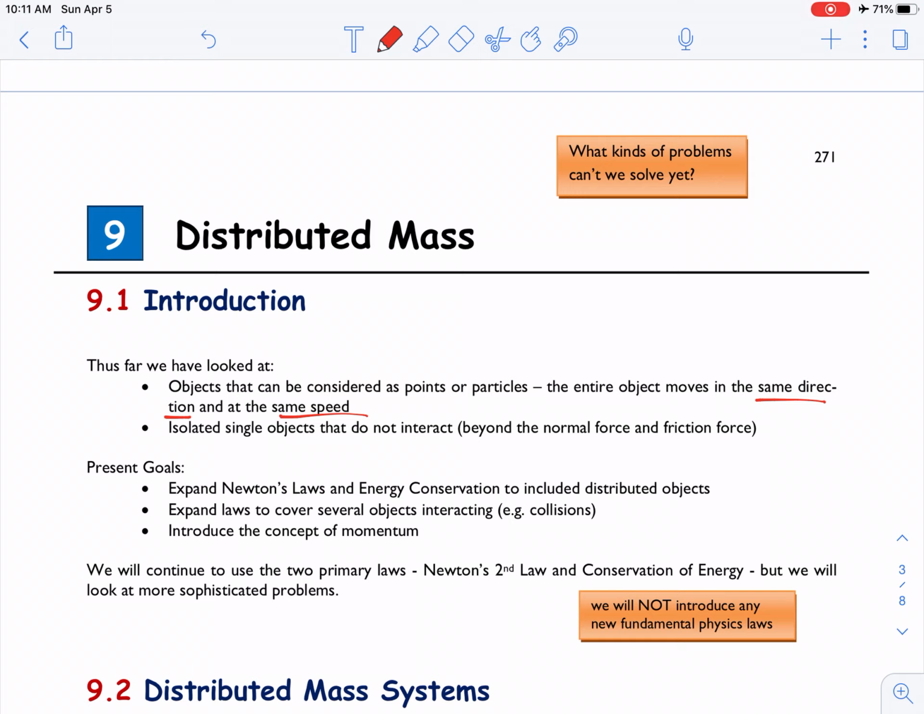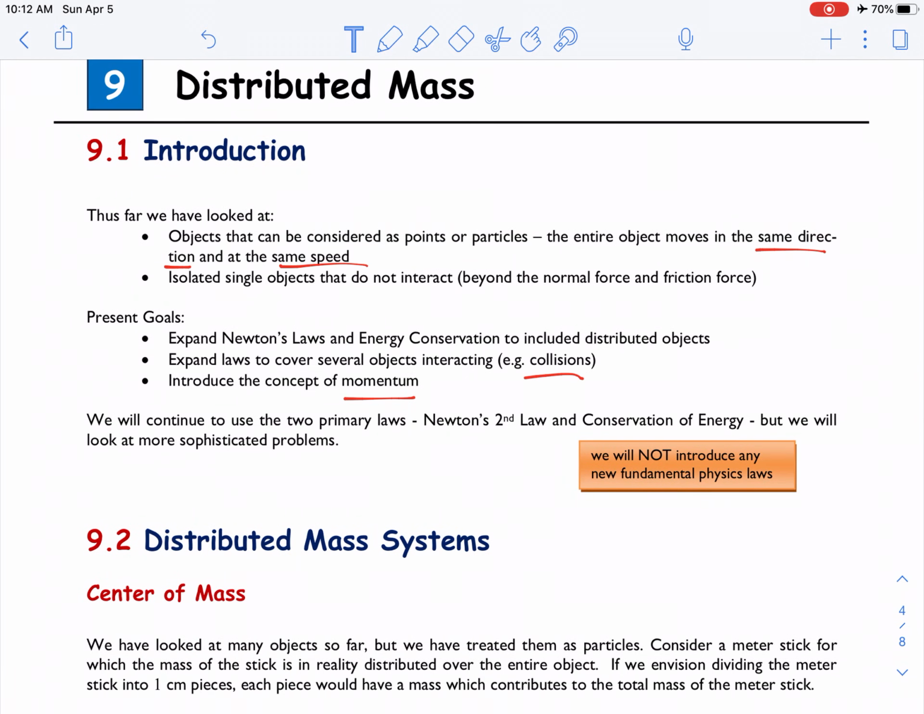So in this chapter, what we want to do is to expand Newton's laws and energy conservation to include also the distributed objects. And we would like to expand laws to cover several objects interacting, like collisions. And meanwhile, we will also introduce the concept of momentum. So we're going to talk about linear momentum first, because we are not in the rotational part yet. So we are going to understand what linear momentum is, and later on, it's going to be a very important topic, which is angular momentum. So it builds up on this.